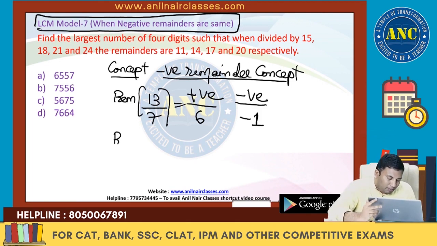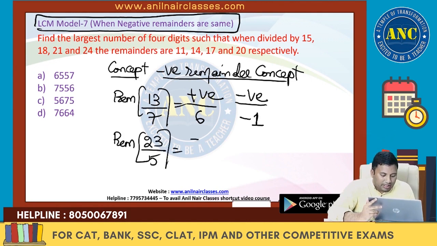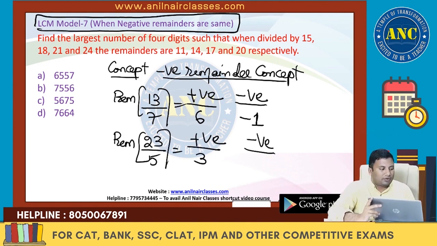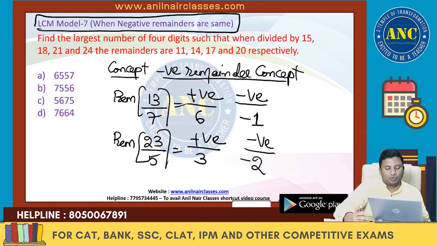One more example. 23 divided by 5. 5 fours are 20. Positive remainder is 3. Negative remainder: 5 fives are 25, so the negative remainder is minus 2.